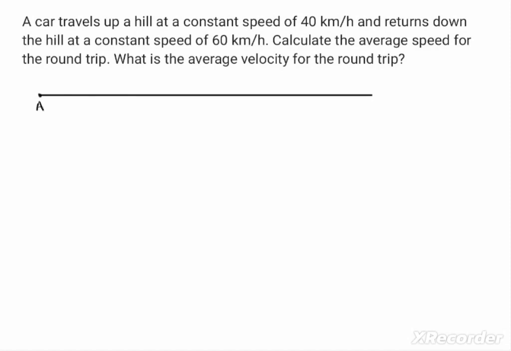So let's say we are going up the hill. So we are going A to B, back to A. So this is uphill and here it is downhill. You notice that they are not giving us a distance, and that's okay. We are just going to say this is D kilometers. So if it's D kilometers up the hill, then it is D kilometers downhill.